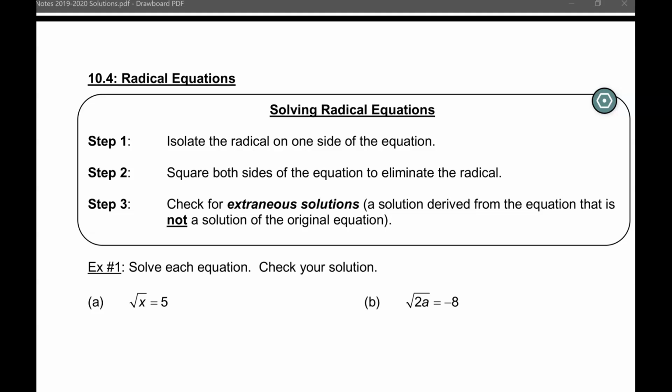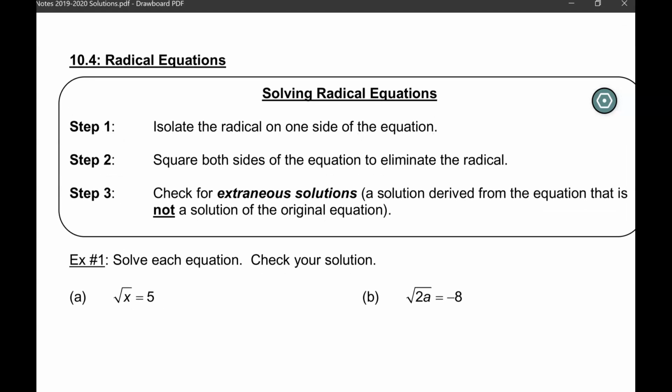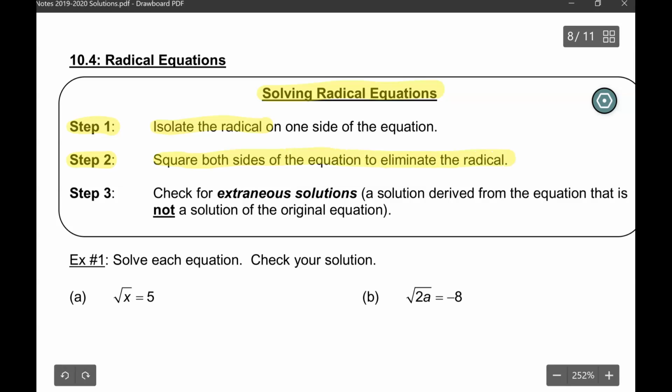Okay, so today we're going to do 10.4, solving radical equations. This is when you have a variable under a radical and you need to isolate the variable. Here we go. Step one, we're going to isolate the radical on one side of the equation. Step two, we're going to square both sides of the equation to eliminate the radical.